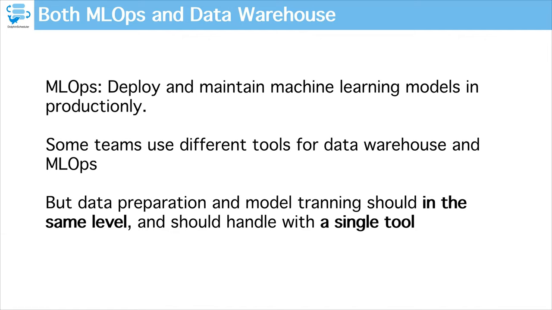Currently, some teams use different tools for data warehouse and ML ops, just like batch workflow and real-time workflow. They use two different systems. So they may face the same problem if they want to get the data lineage between two systems. And I think it's a waste of time because we can do it in the same system with Dolphin Scheduler.